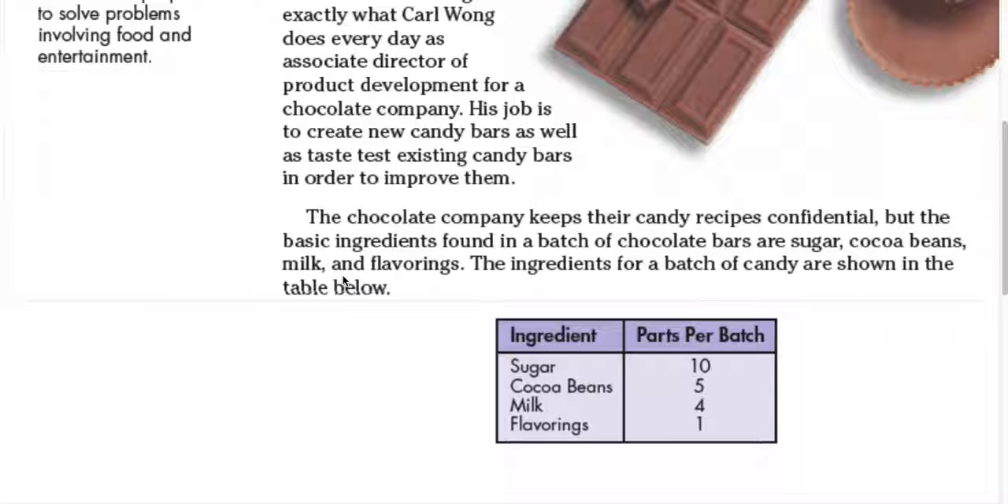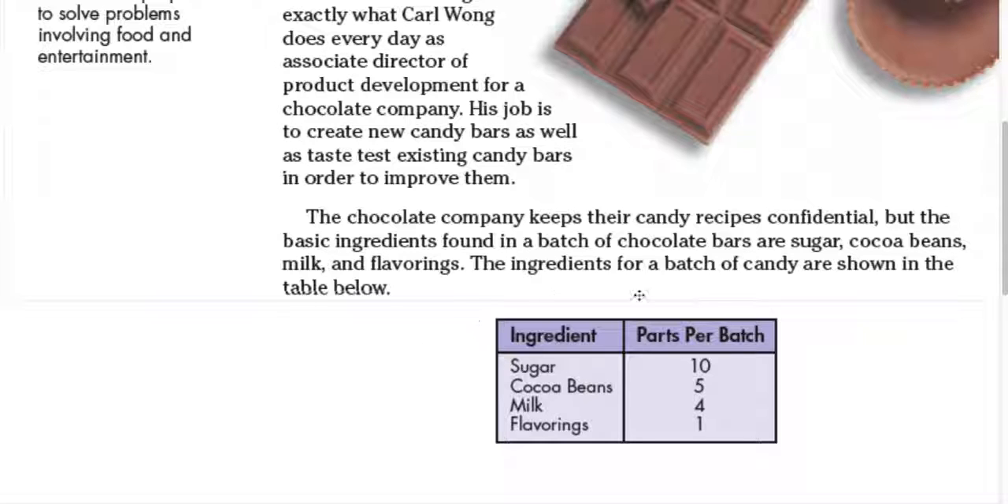Let's take a look at the chart below and the ingredients of some of them. For sugar, parts per batch is 10, cocoa beans is 5, milk is 4 parts, and flavoring 4 parts for a particular candy recipe.